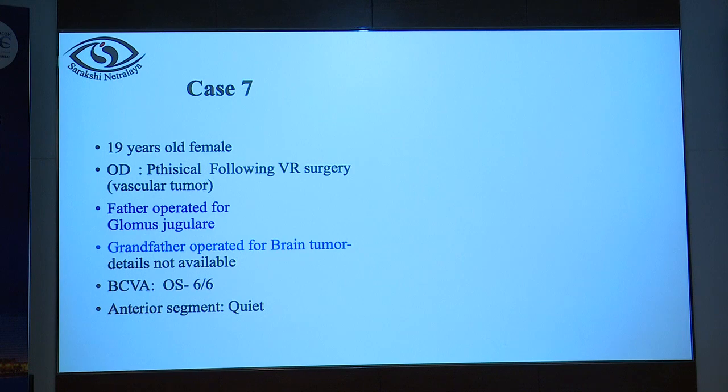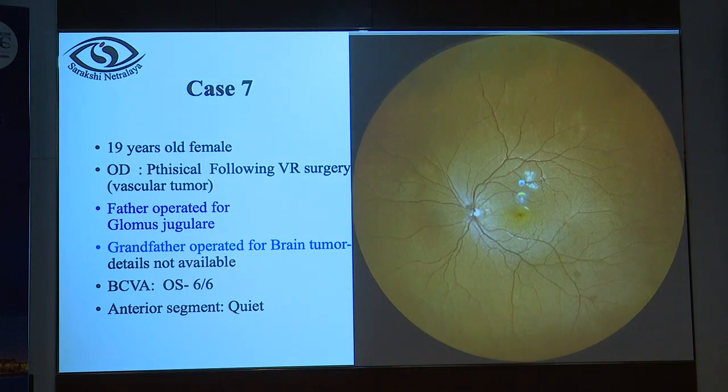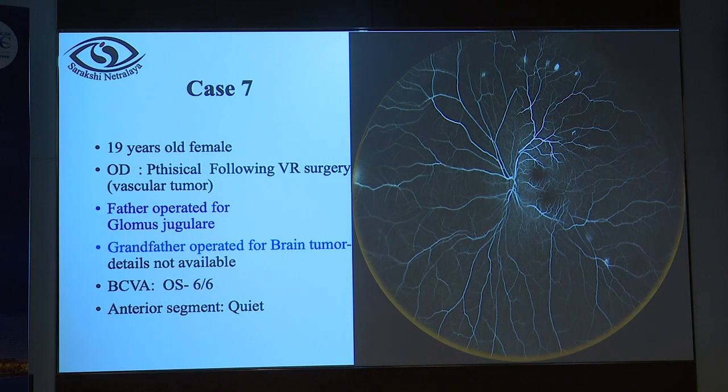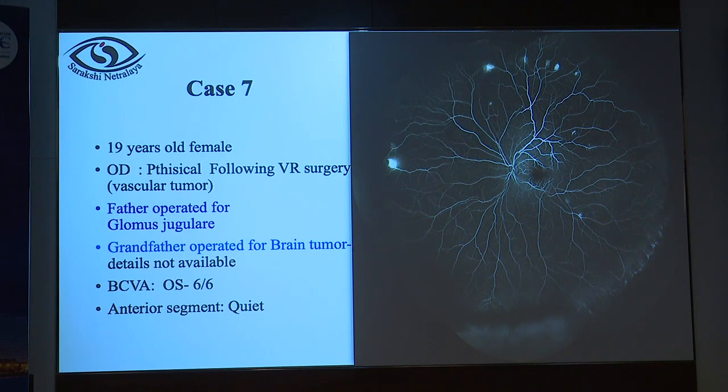Case number 7. Now a young girl who came to me had a thiazical eye in the right eye, and she came to us because her father was operated for glomus jugulare. Grandfather had some history of brain tumor. This was the picture. Can you see certain small vascular changes? If in these machines you have the imaging system where you can get a camera and see it in high magnification. We advised FFA. Can you see some vascular tumors there? Yes, which was never possible for us. This is angiomas, von Hippel-Lindau.